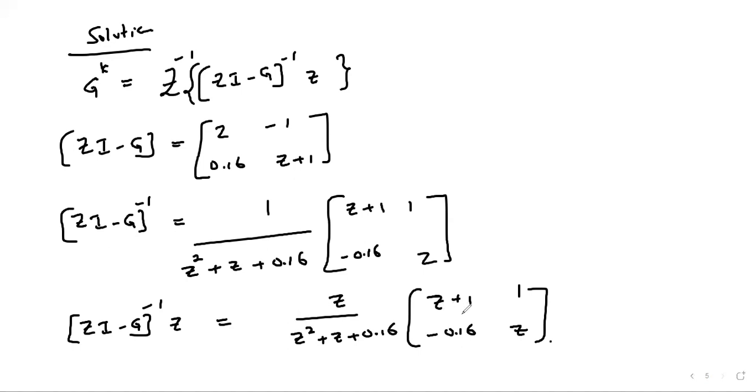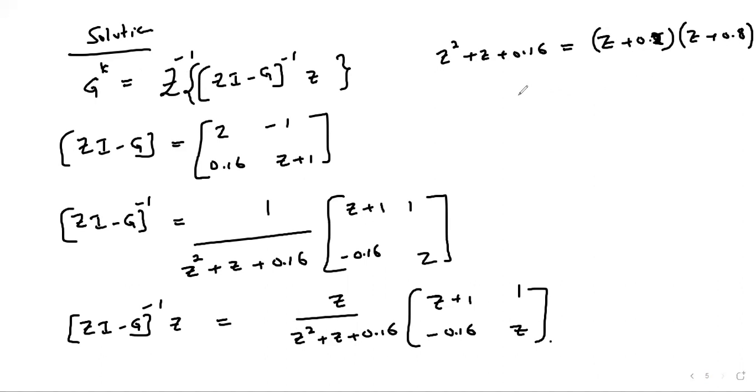So we would wish to obtain the partial fraction form of our matrix so that we can obtain the inverse Z transform. That means we need to write the denominator in terms of its factors. z squared plus z plus 0.16 can be written as (z + 0.2) into (z + 0.8). The terms are 0.2 and 0.8.